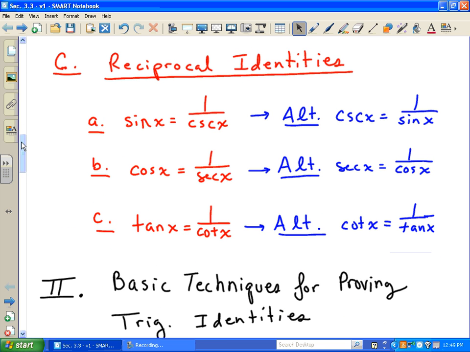The next identities that we need to know are the reciprocal identities. The first is that sine x is equal to 1 over cosecant of x. Alternately, you have that cosecant of x is equal to 1 over sine of x. The second is cosine of x is 1 over secant of x. You also have an alternate form for that identity. The third, you have tangent of x equals 1 over cotangent of x. You also have an alternate identity there. Pause the video and write down these three identities.